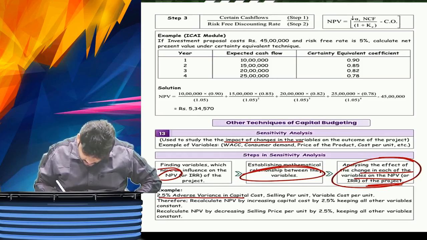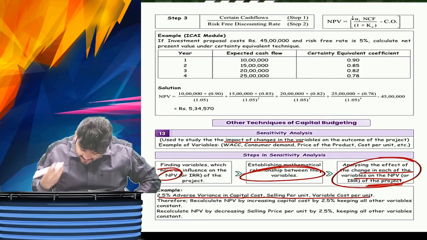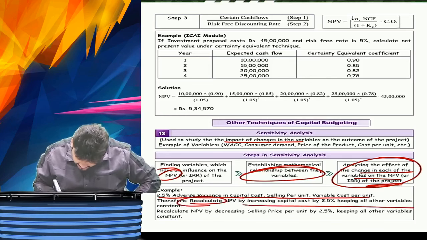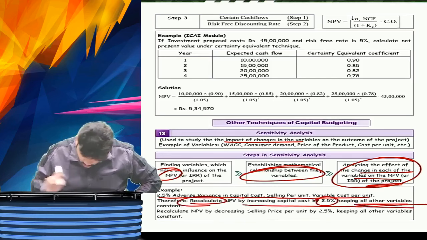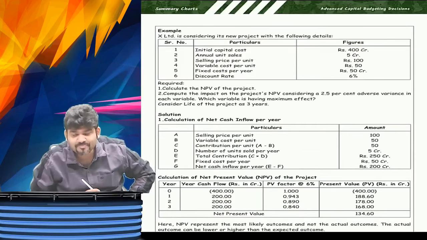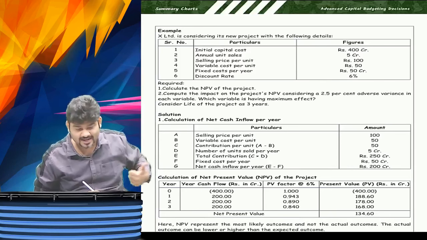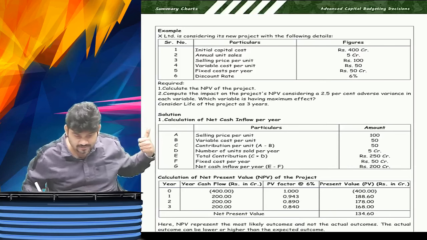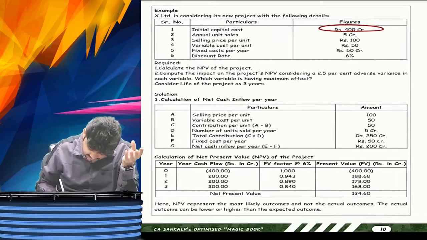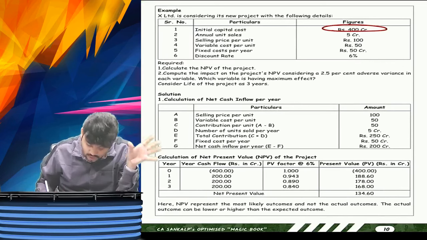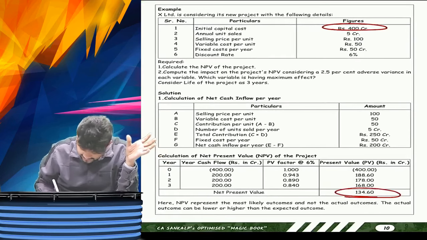So any adverse variance in capital cost, selling price, variable cost, whatever, recalculate NPV by increasing capital cost by 2.5%, keeping all other variables same. And that is the example that I have taken here. Are you clear, everybody? So, say initial capital cost 400 crore. Now, in this case, first we have to calculate the normal cash flow. So, normal present value is 134.6.